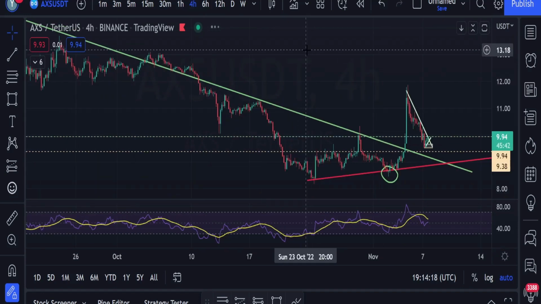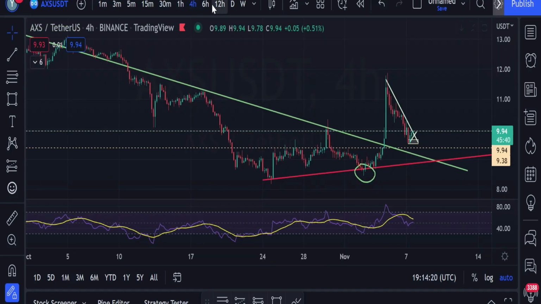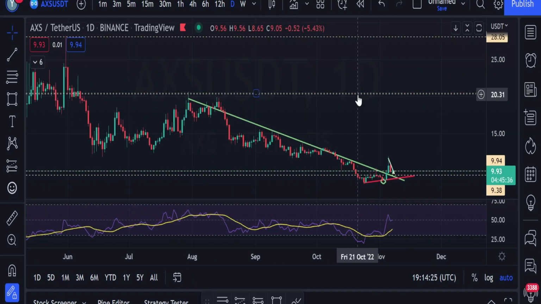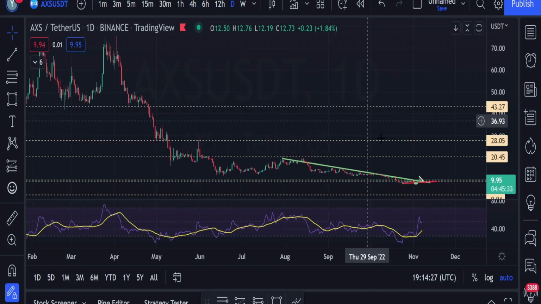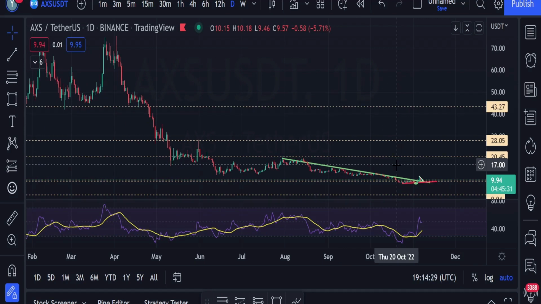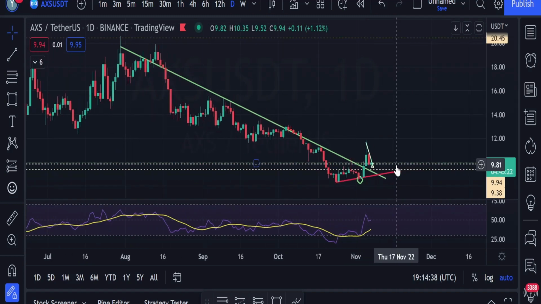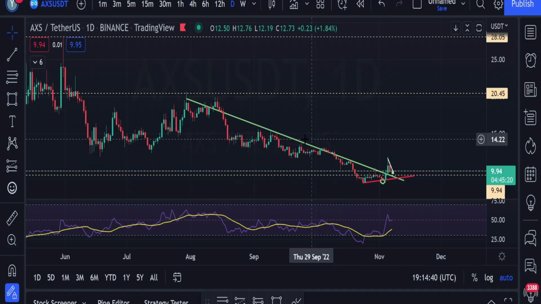The 4 hours candle looks good. This really looks good. On the daily candle, I'm expecting at most we should test the $17 price area, right? Maybe $17. That's my price target. Or you have to make a decision daily. You have to make your own decision.